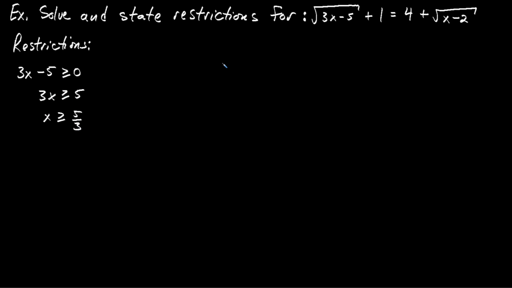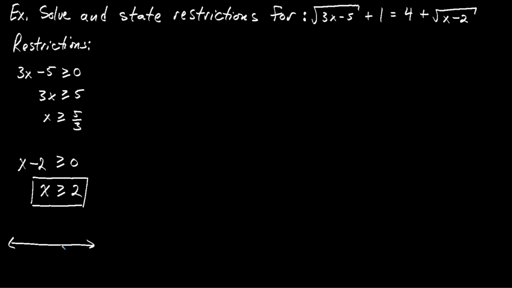And then our other restriction is going to be x minus 2 has to be greater than or equal to 0. So that means that x has to be greater than or equal to 2. All right, and if we think about those two together, greater than or equal to 5/3, well, 5/3, as a reminder, is going to be 1 2/3. So that means that our restriction is going to have to go with x is greater than or equal to 2.